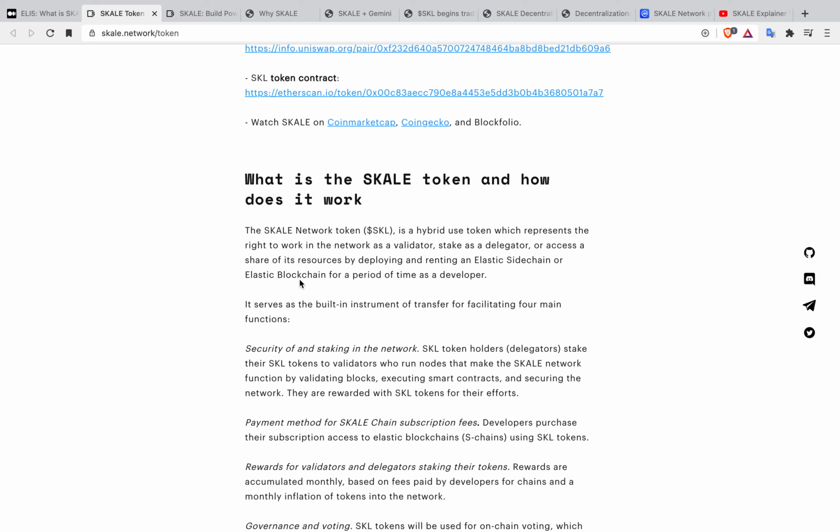A SKALE token is a hybrid use token, which represents the right to work in the network as a validator, stake as a delegator, or access a share of its resources by developing and renting an elastic sidechain or an elastic blockchain for a period of time as a developer. So if you're a developer, this is exciting news for you in particular. So it serves as a built-in instrument of transfer for facilitating four main functions, and we're going to talk about those four main functions.